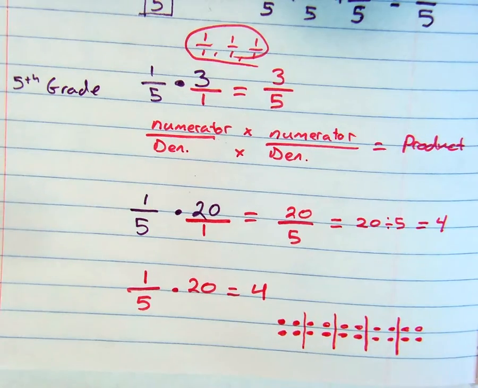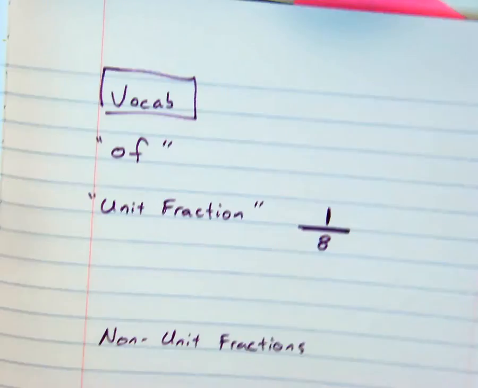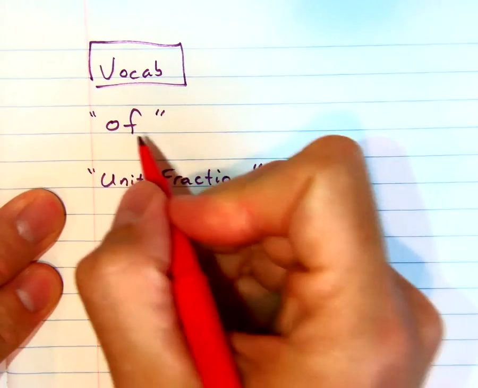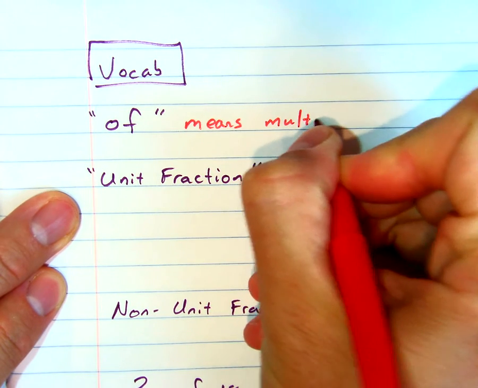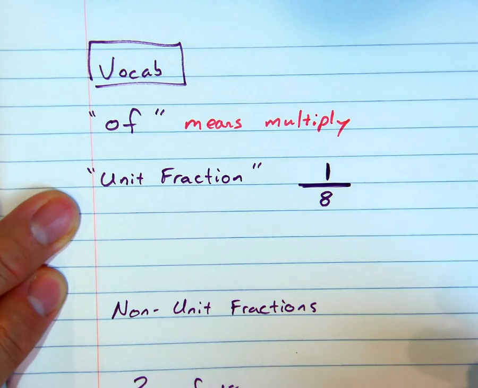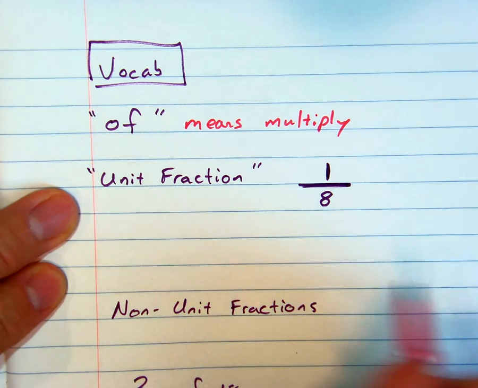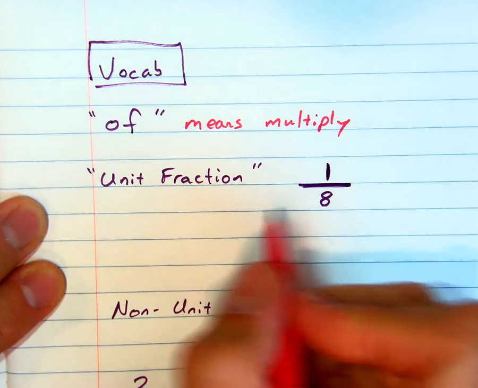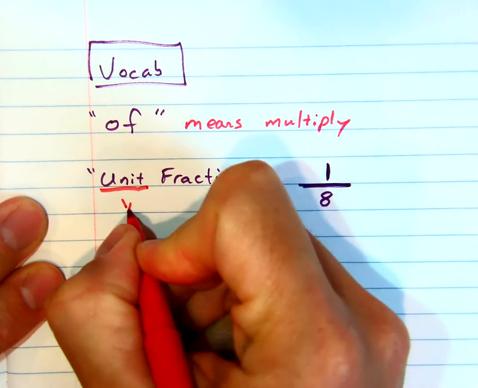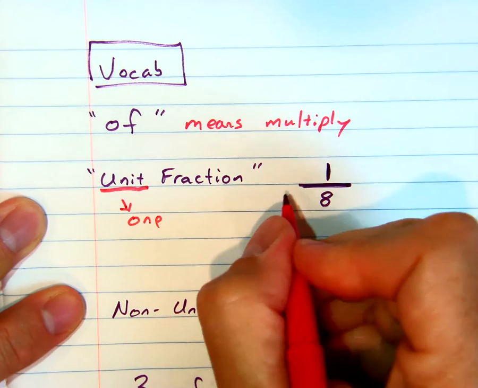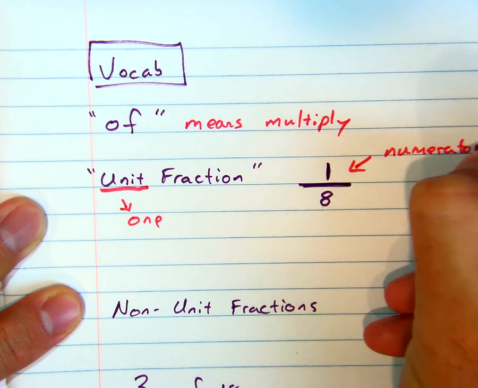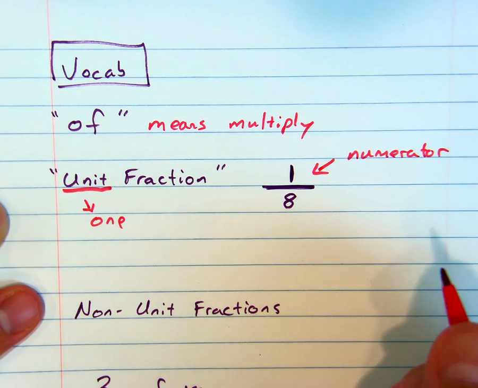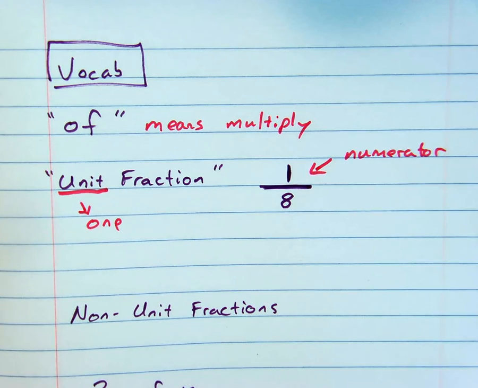All right, let's take a peek on the next page. Vocab. The word of means multiply. When we're looking at fractions and they use the term of, like 1/5 of 20, we're really asking you to multiply. And just a quick review, unit fraction. Units means 1, and this is anytime the numerator is 1. So when the numerator is 1, that is called a unit fraction. Let's look at a non-unit fraction.